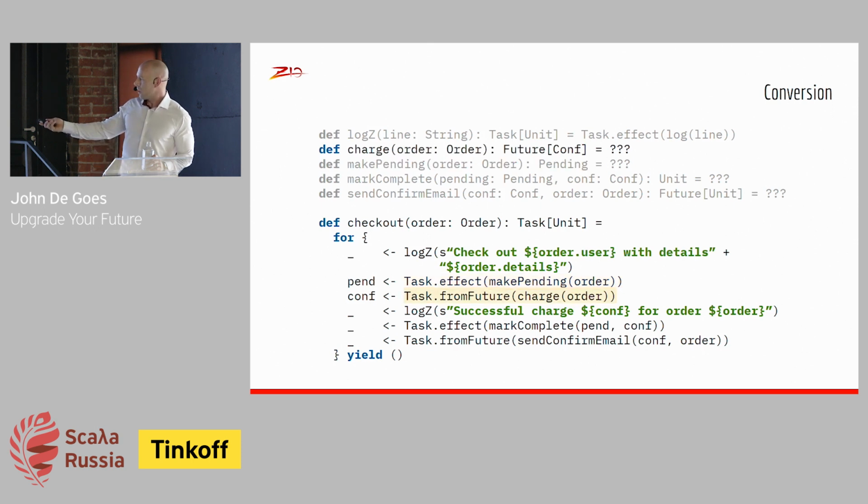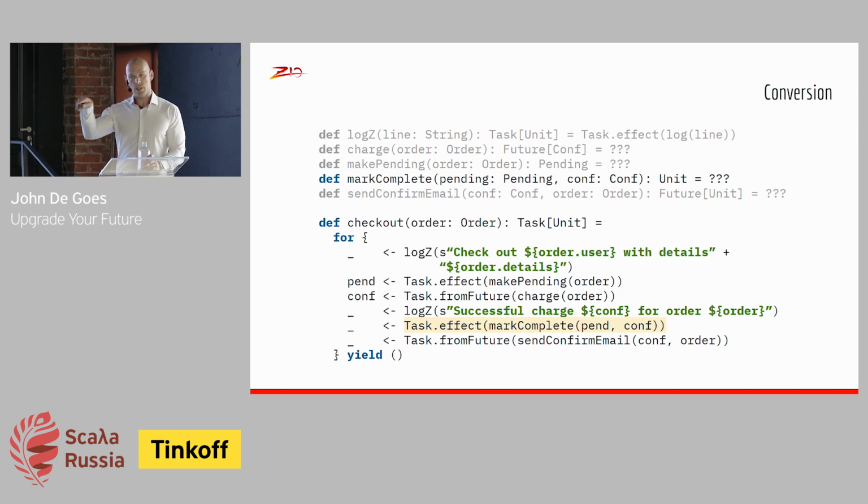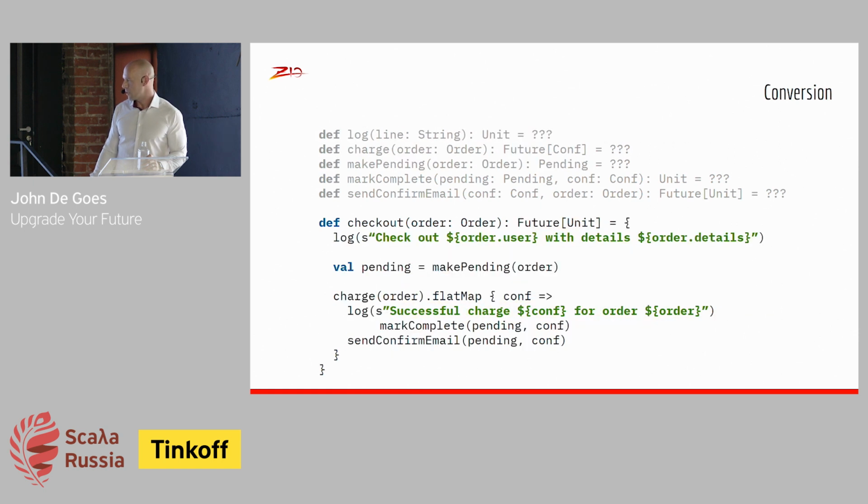We had a Future there in charge, so we're just going to wrap that in Task.fromFuture to convert the Future into a Task. And then finally we had markComplete, which is another one of these things that returned a Unit. We just stuff it into Task.effect. So basically you take the return types and depending on what they do, you either convert them to Task using fromFuture or convert them to Task using effect. And now we can just stick all these lines in a for comprehension and you can see the nice linear structure.